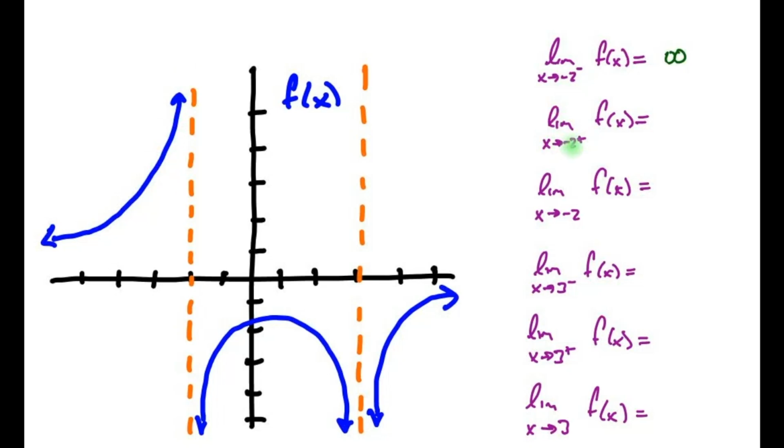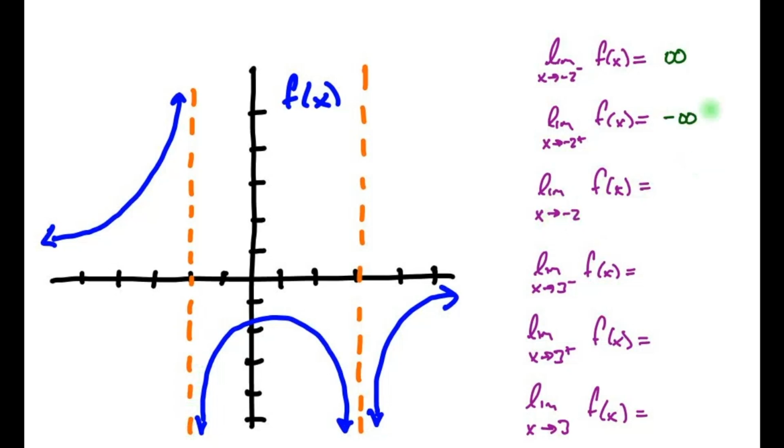The limit as x approaches -2 from the right. Again, we jump on our function a little bit to the right of -2, and we approach that asymptote, and as we get closer, we're going down, down, down. So our limit should equal -infinity.